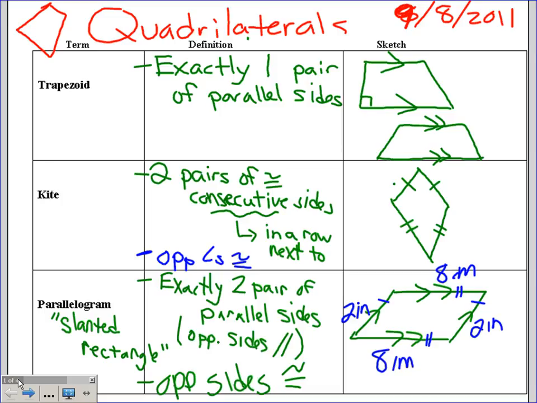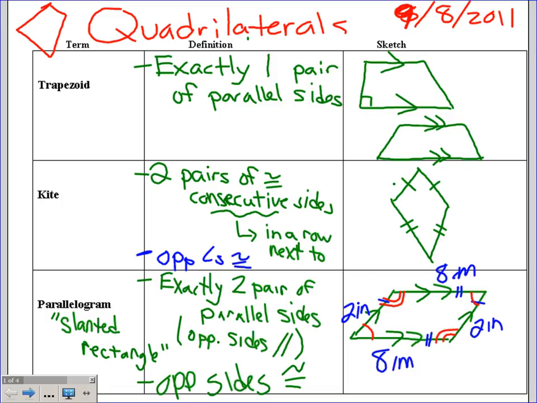Okay, so how do I draw that? Well, see how we have a small angle here. This angle is going to be congruent to this small angle up here. This big angle right here is going to be the same measurement as this big angle right here.